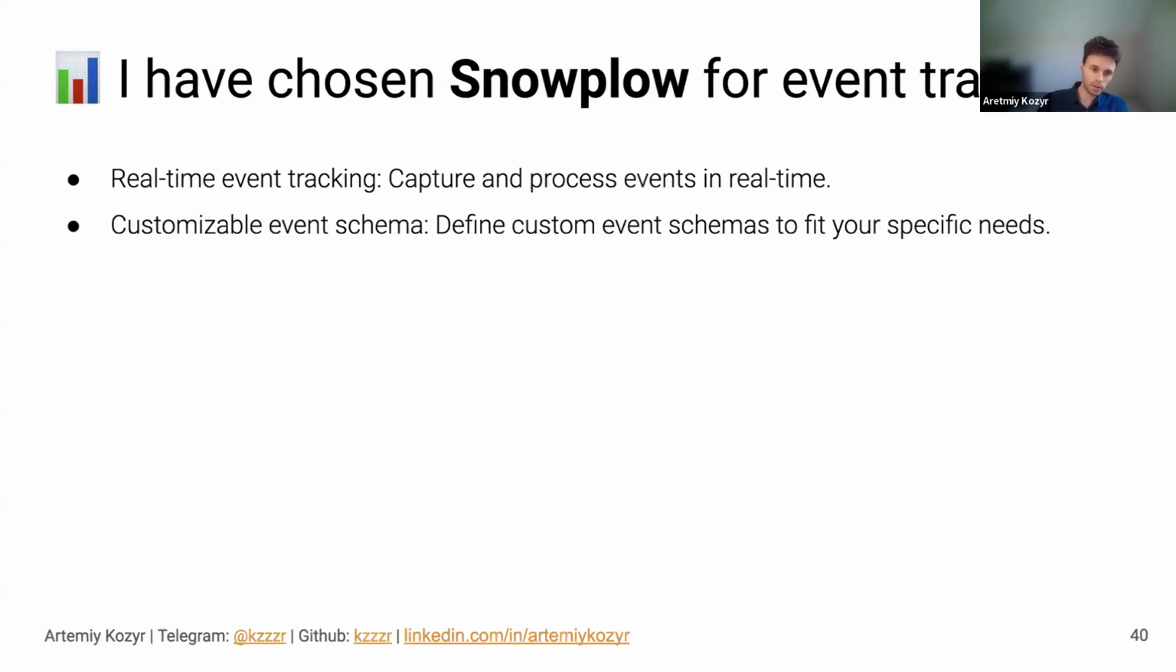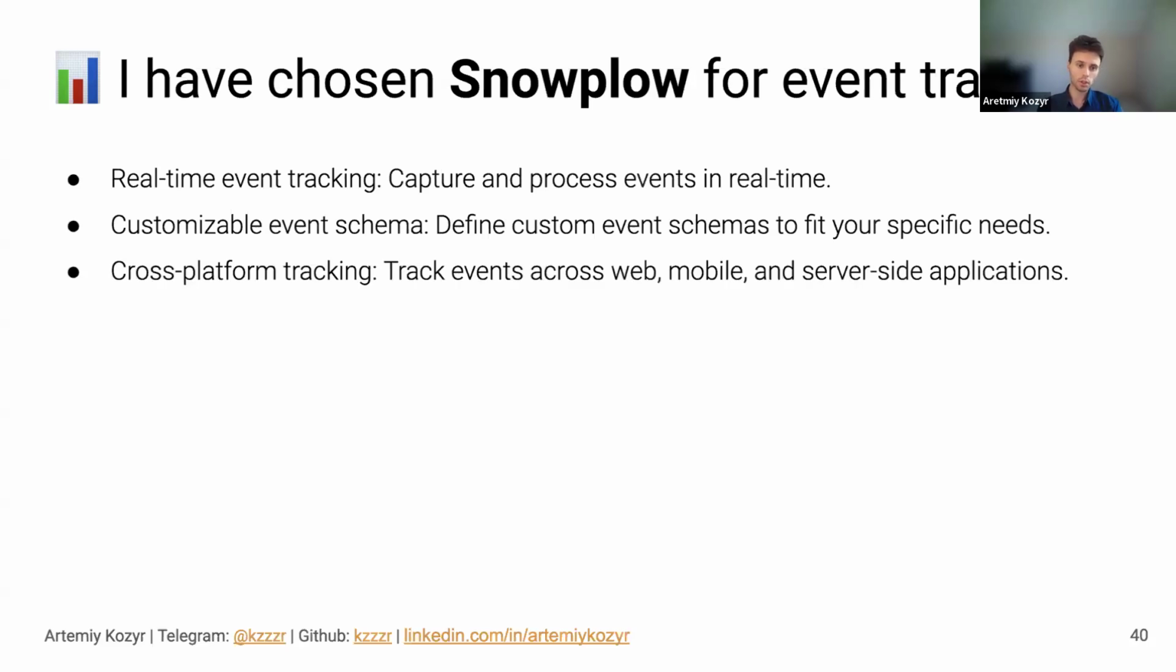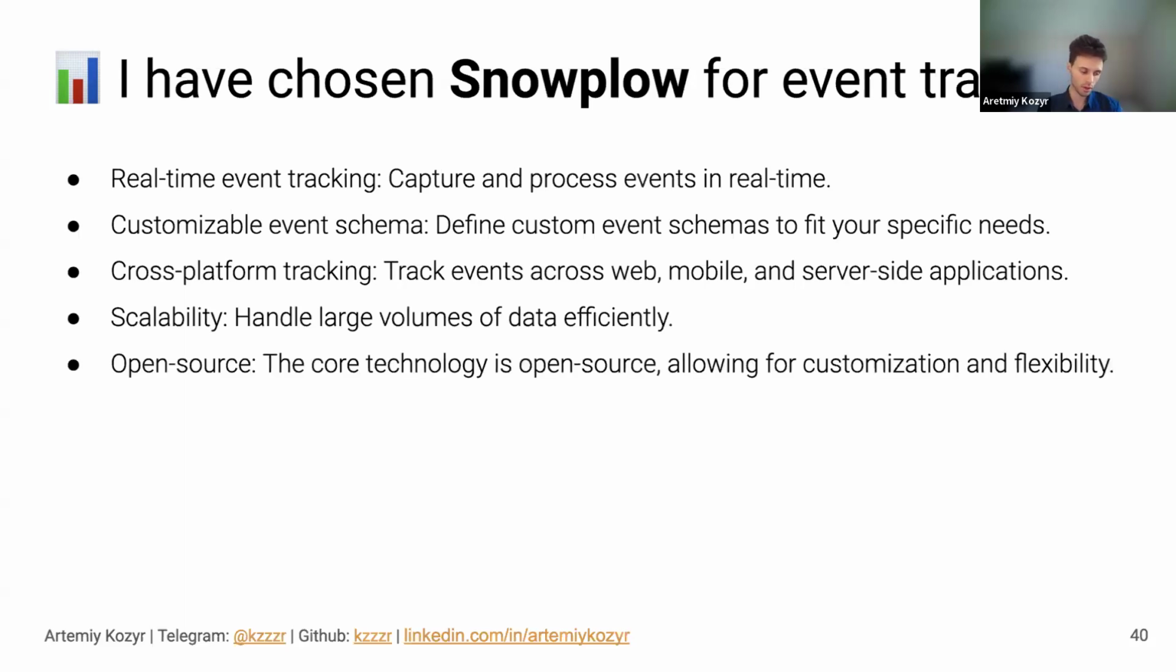Number two is a customizable event schema, because sometimes you would need to provide your custom taxonomy for your events, not just get something out of the box, but do something more complicated, do some arbitrary event tracking. Then it's cross-platform. Snowplow's got multiple trackers, different programming languages across multiple platforms: web, mobile, server-side applications. It's scalable and it's open source. It actually has a paid subscription, which is fancy with the UI, but it also has its open source core version. It allows you to use it and customize on your own.